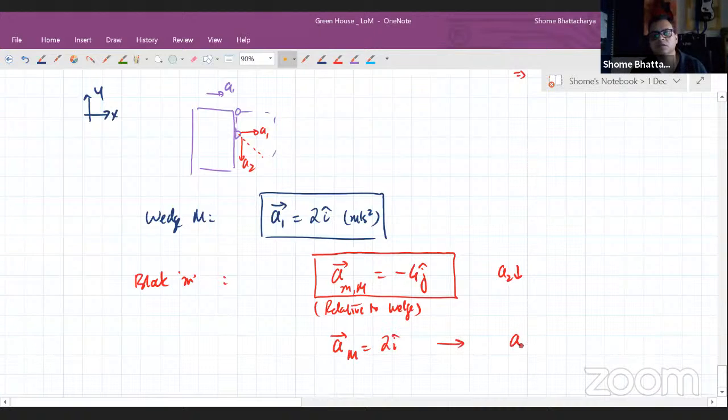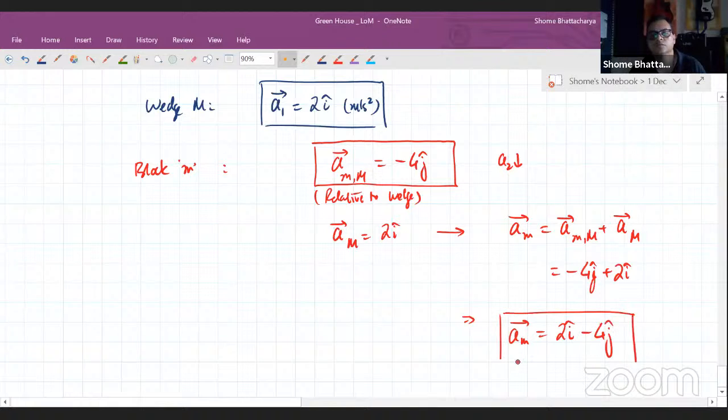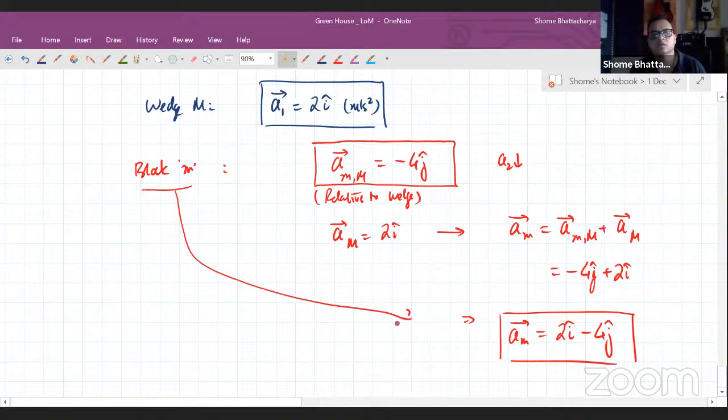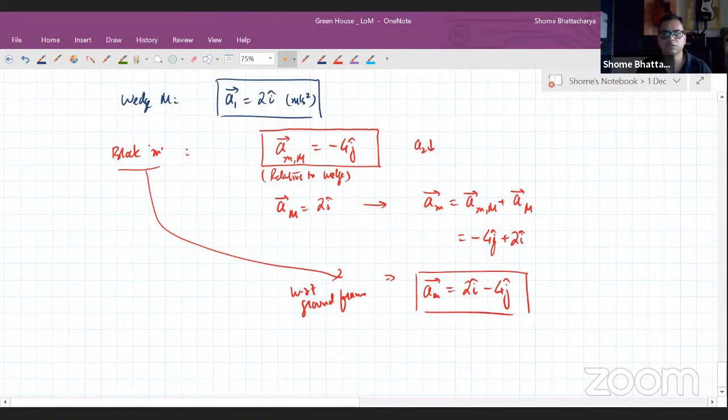So the acceleration of the block in the ground frame becomes the vector sum of these two. It becomes the acceleration of the block with respect to the wedge plus the acceleration of the wedge. So it becomes minus 4 j cap plus 2 I cap. So the ground frame acceleration has a horizontal component of 2 and a vertically downward component of 4. Okay. So this is the acceleration of the block with respect to ground frame. I'll show that to you in a vector diagram also, so things will be easier to understand.